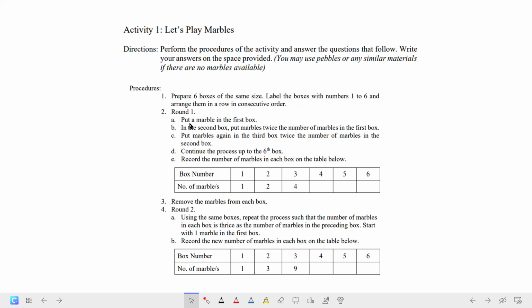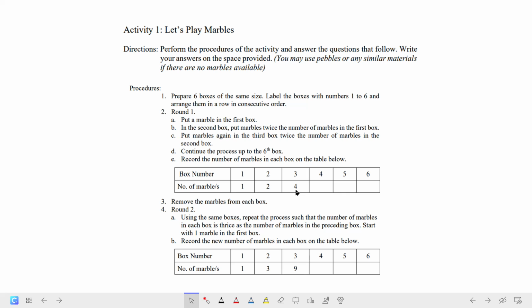And then this is the round one. Put a marble in the first box. This is one marble. And then in the second box, put twice the marble in the first box. So if we put one here, kita natin dito isa, twice. So one, dalawa naman sa second box. And then letter C ulit, put a marble again in the third box, twice the marble in the second box. So if this is 2, ito twice natin to, will become 4.